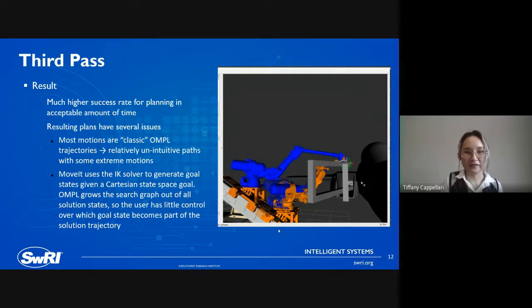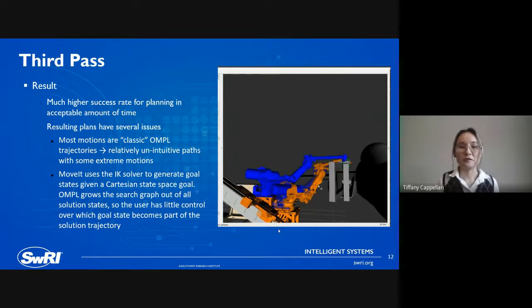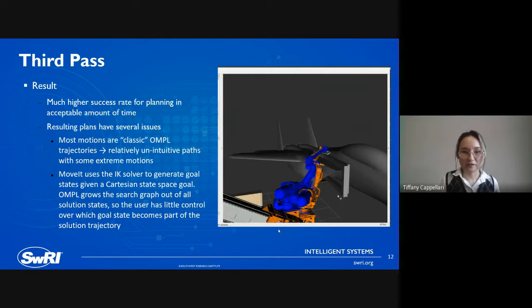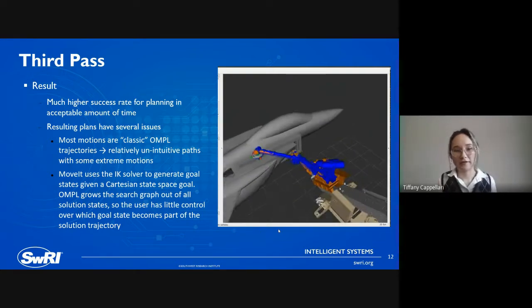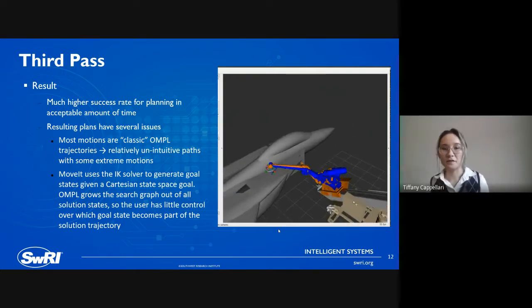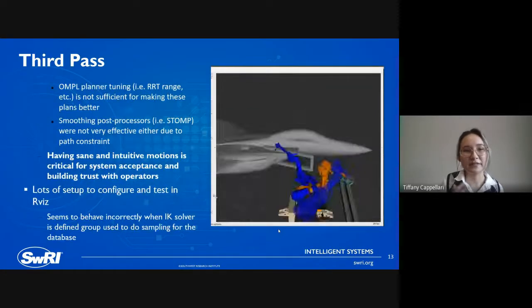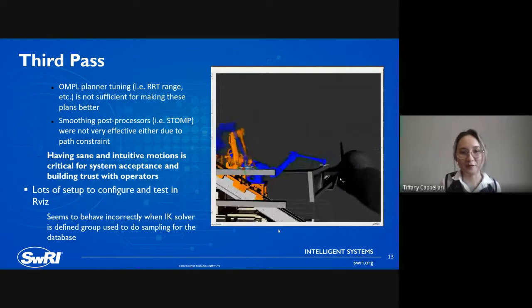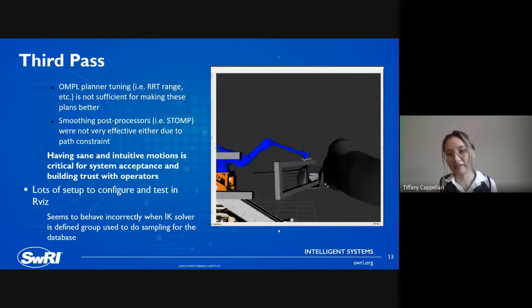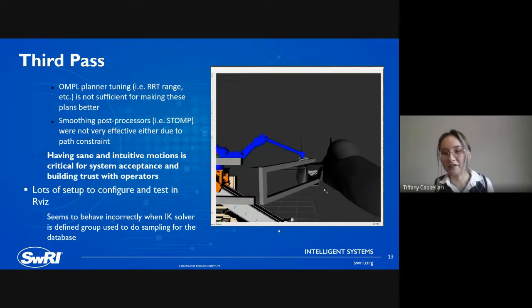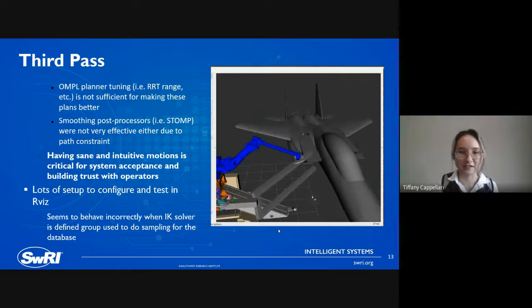And we found that since MoveIt uses the IK solver to generate goal states given a Cartesian state space goal, and OMPL grows that search graph out of these solution states, the user would have little control over which goal state becomes part of the solution trajectory. And we also found that OMPL planner tuning isn't quite sufficient for making these plans any better. So again, you can see as it comes out, it's very close or even does hit the inlet duct.